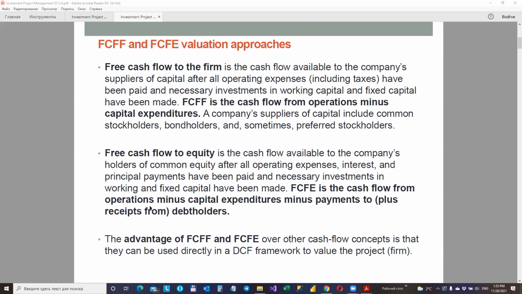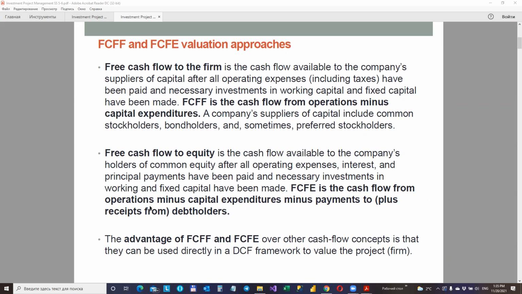An estimate of the value of equity is then found by subtracting the value of debt from the estimated value of the project. The value of equity can also be estimated directly by discounting free cash flow to equity at the required rate of return for equity, because FCFE is the cash flow going to common stockholders, and the required rate of return on equity is the appropriate risk-adjusted rate for discounting FCFE.